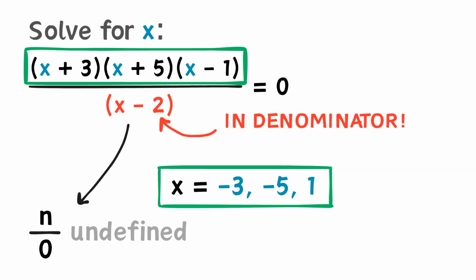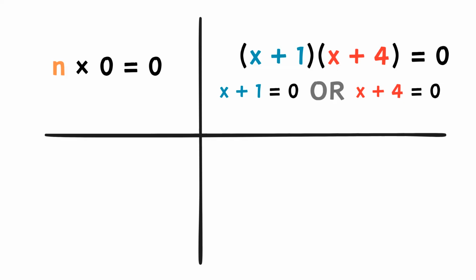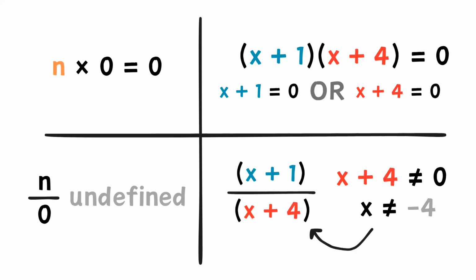Can you see how we are just building upon foundations we've already learned? You already know that anything times 0 is 0. And you know that nothing can be divided by 0. We are just applying this in algebra to help us solve variables.